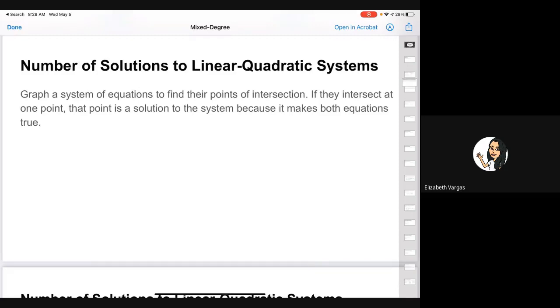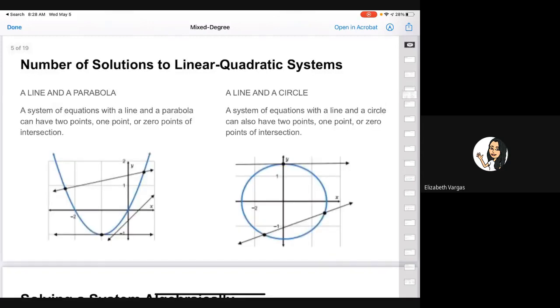Now we're going to look at what this looks like on the graphs. Here we have an example of lines and parabolas, and here we have an example of lines and circles. What you can identify is that the points of intersection are going to be your solution points. We've gone over this before. A system of equations with a line and a parabola can have 2 points, 1 point, or 0 points of intersection, and it's showing us examples of that.